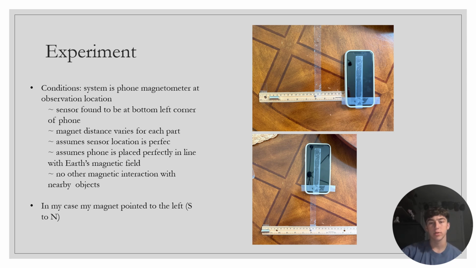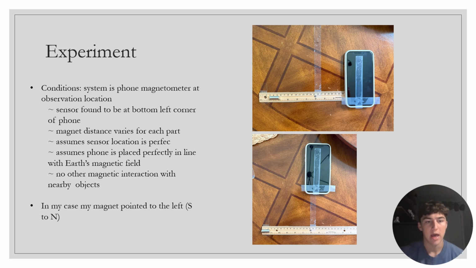Our first step was to align our phone with Earth's magnetic field, so that our x-axis would be unaffected by the field since it would be following it on the y-axis. Then we varied where our magnet was and tracked how strong it was, and we did this both on axis, as you see in the top image, and then eventually off axis, as you see in the other image.